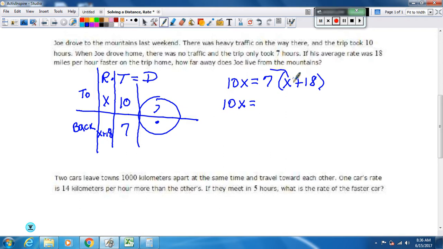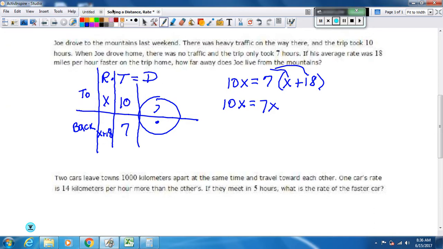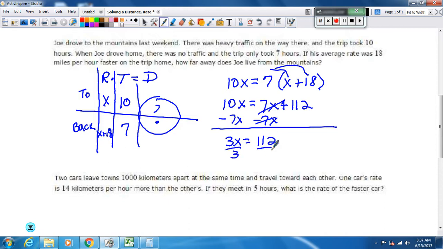10x equals 7x, and then 7 times 18 is 112. So plus 112. So I'm going to subtract 7x from both sides. Okay, 10 take away 7 is 3. 3x equals 112. Divide both sides by 3.